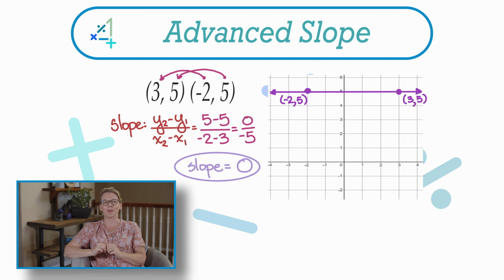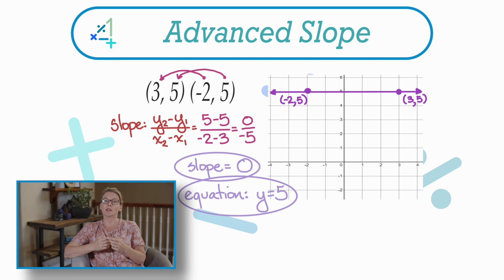One more thing about this line. Its equation is y equals 5, because the y always equals 5, no matter what the x is. One way to remember this equation is that the line chops through the y-axis, and the equation uses that y.